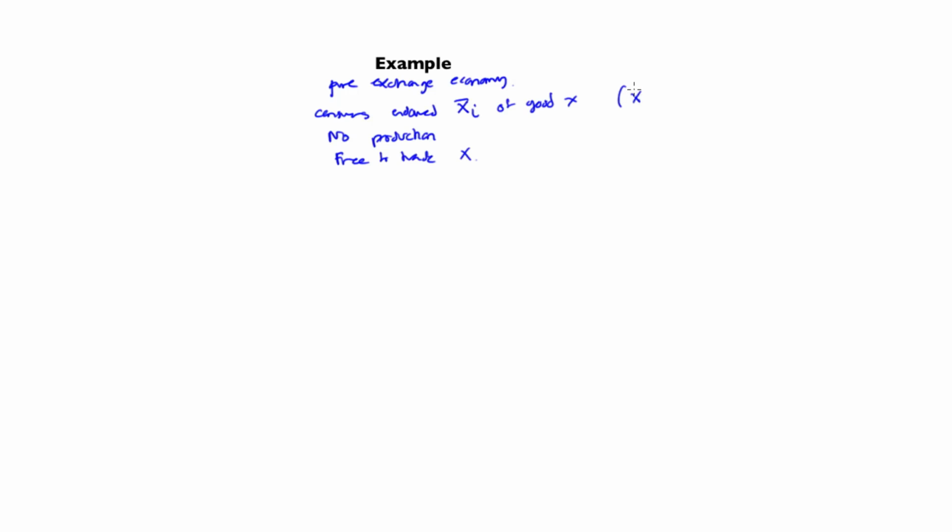By the way, let X bar total be just the sum over I of X bar I. What is the total amount of the good? We want to characterize how the equilibrium changes as a function of the distribution of X bar I.